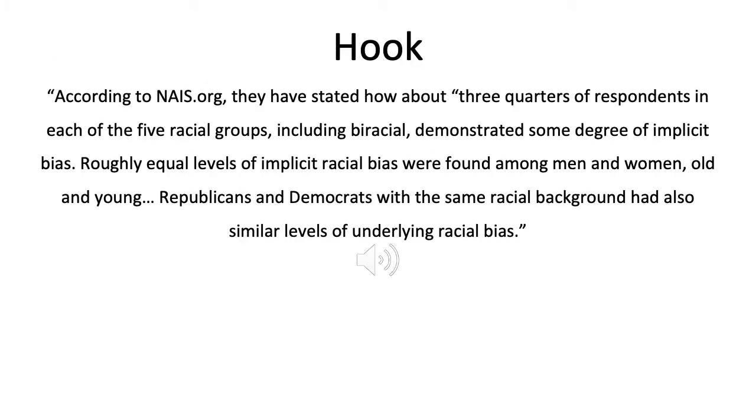According to NAIS.org, three-quarters of respondents in each of the five racial groups, including biracial, demonstrated some degree of implicit bias. Roughly equal levels of implicit bias were found among men and women, old and young, and Republicans and Democrats with the same racial background also had similar levels of underlying racial bias.